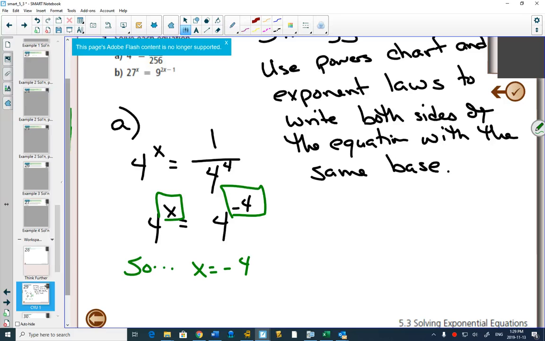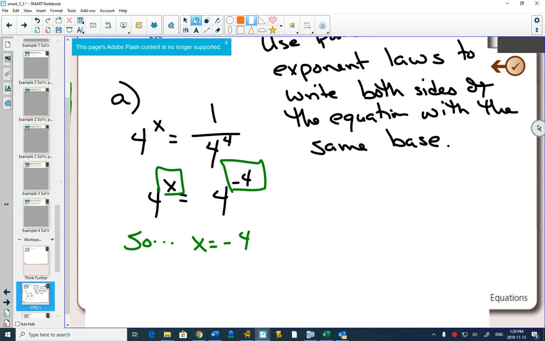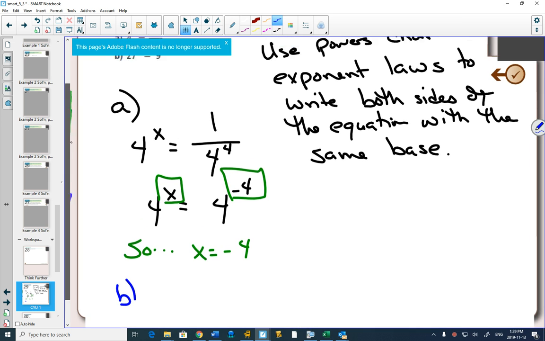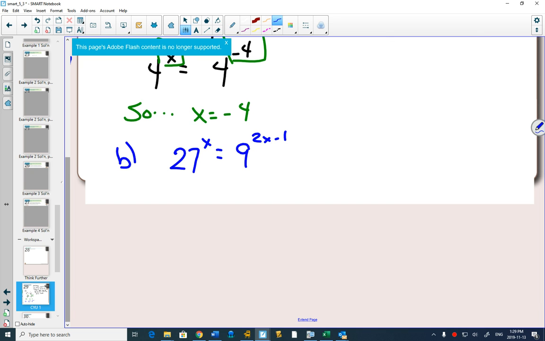That's just using logic. If both sides of the equation are the same, if the bases are the same, then the exponents would have to be the same. And so we can solve for x that way. Part B is a little bit more complicated. We start off with 27 to the x equals 9 to the 2x minus 1.